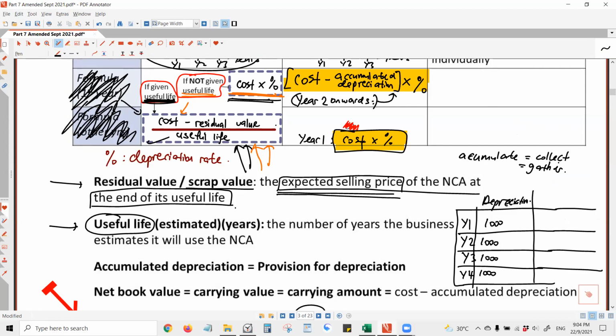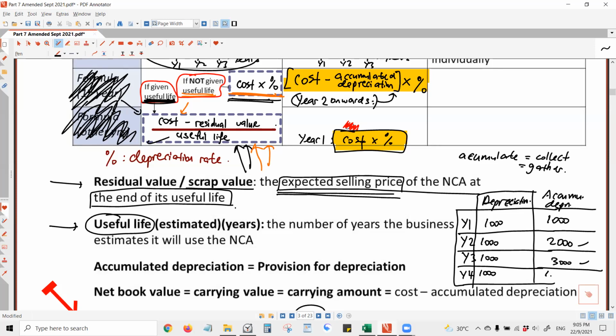Agree? Accumulated. After you have calculated the depreciation for the first year, your accumulated depreciation will become 1,000. After you have calculated the depreciation for the second year, which is also 1,000, your accumulated depreciation will become 2,000, because you have accumulated both the first and second year's depreciation. After the third year, accumulated depreciation will become 3,000. Why? Because you are gathering all the depreciation since the first year you charge it.